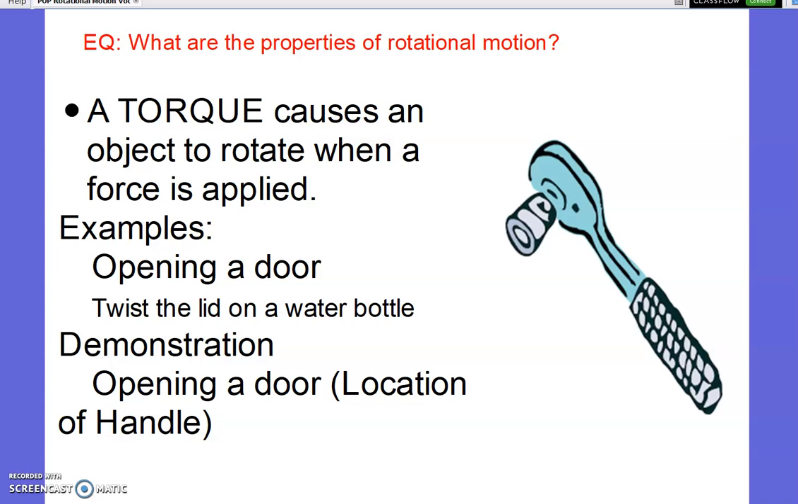Some demonstrations, again, opening a door and the location of the handle. We always want the handle to be as far from the hinges as possible to give us more leverage, because torque not only depends on force, but it depends on leverage as well. The further away the force is from the axis of rotation, the easier it is to rotate.